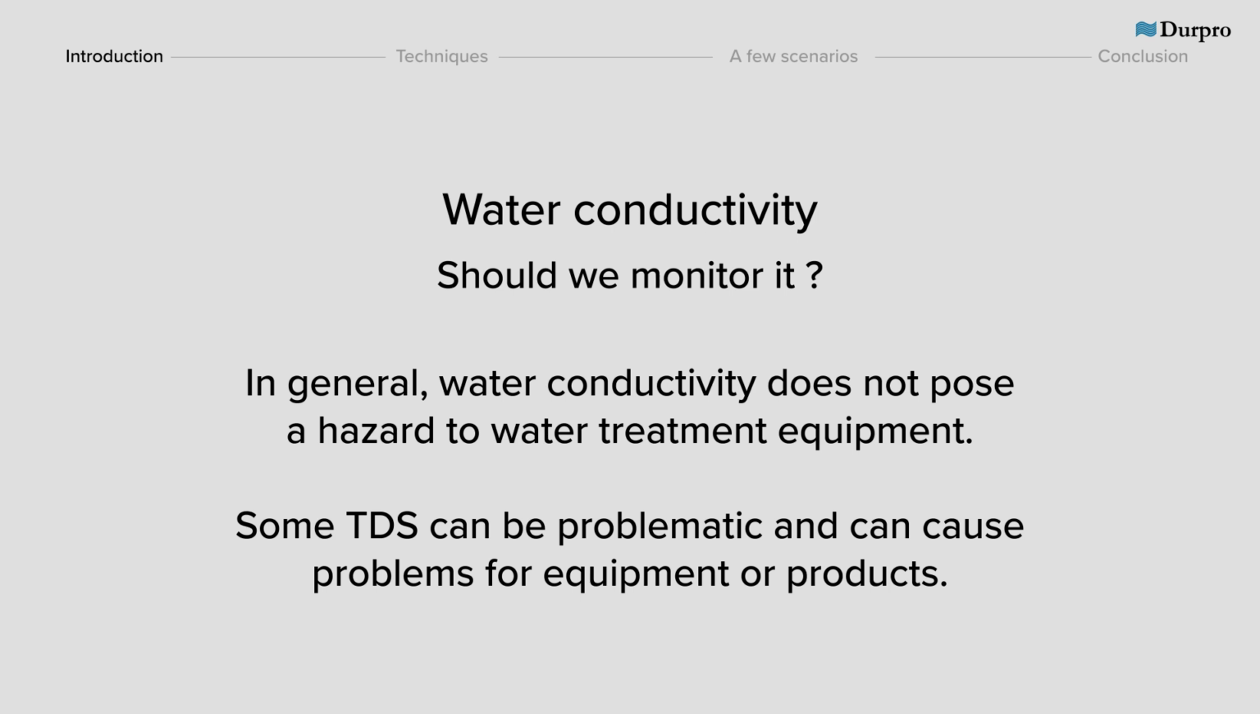In general, water conductivity does not pose a hazard to water treatment equipment. However, for some specific uses such as high-pressure boiler water or microprocessor production, conductivity can be problematic and can cause problems for equipment or products. For example, for high-pressure boilers, the presence of total dissolved solids, indirectly from conductivity, can lead to the creation of foam in the boiler. If the boilers provide turbines, the foam can promote the formation of residues on the turbines. This can affect the efficiency and safety of the equipment.